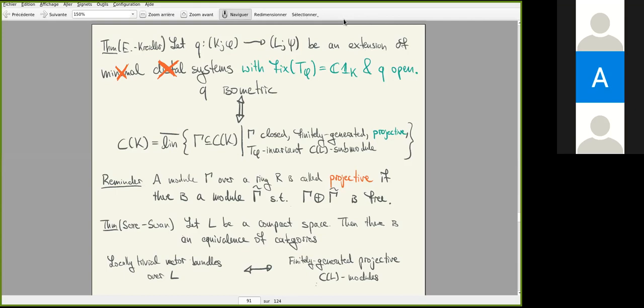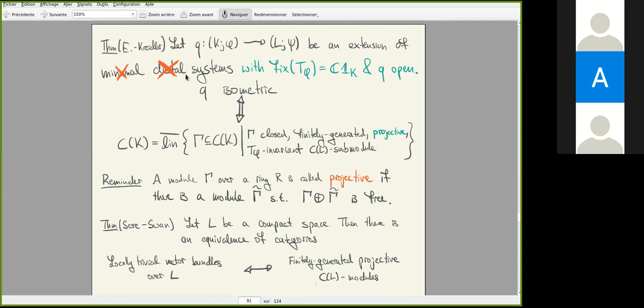And the only price that you pay is that you need that the extension is an open map. But openness, and also this condition here for the invariant functions, these are both implied by being minimal and distal. So this is really more general.